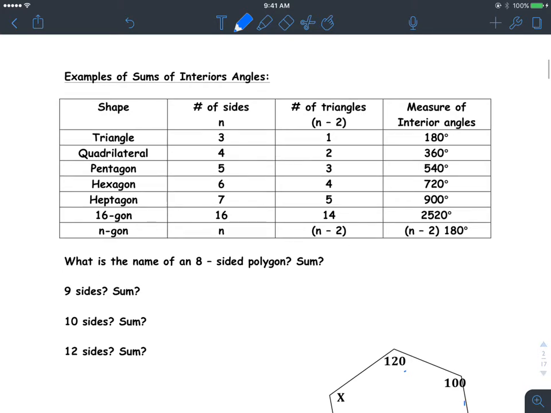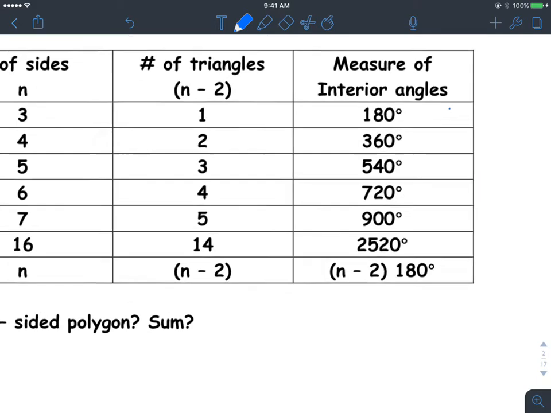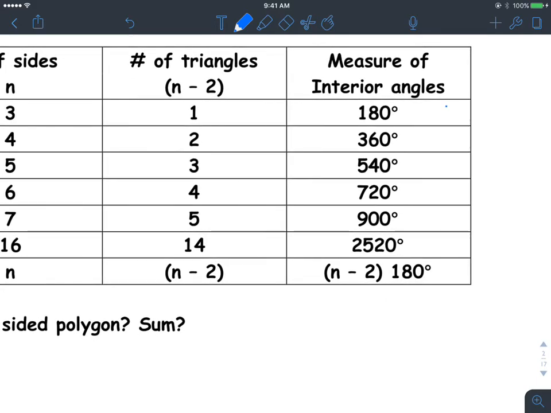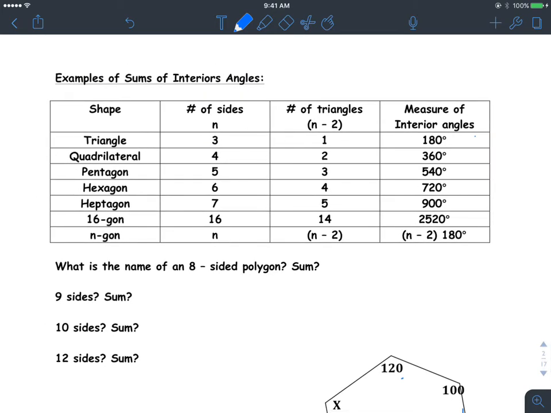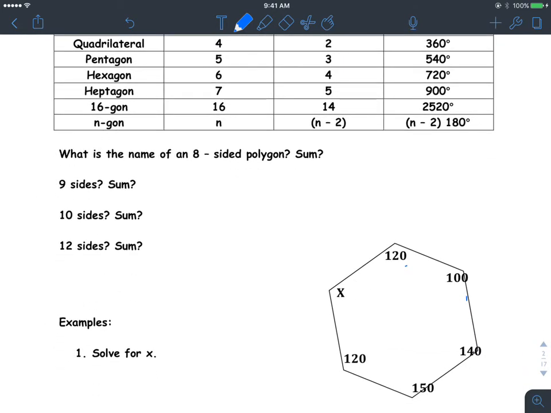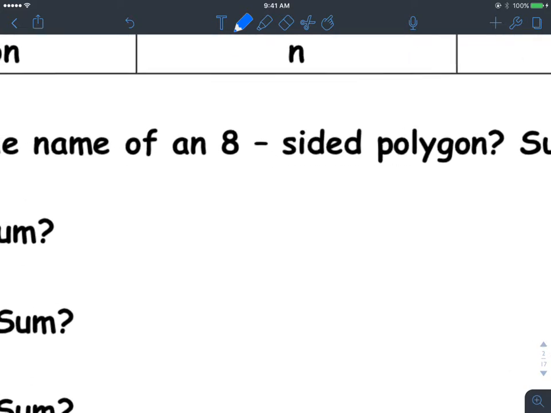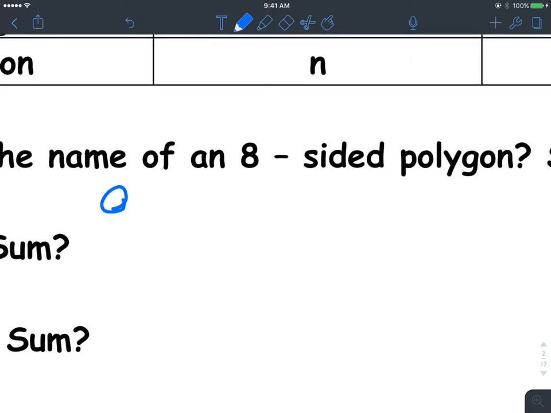So here's a table of all the different numbers of sides. Here's your generic n-gon, but then you have triangle, quadrilateral, pentagon, and so on. These are all your different angle sums. Notice that each time it's just going up by 180. So that's a quick way to think about it. Alright, let's go ahead and find a few of these. Here was the name of an 8-sided polygon. We're going to say that's an octagon.